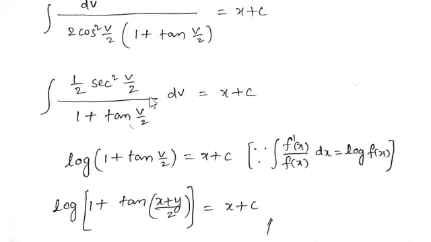So if you assume this is f of v, it is f dash v, for which the answer is log of f of v, that is log of 1 plus tan v by 2 on the left side, and x plus c on the right side. We assumed initially that x plus y is equal to v, so replacing v by x plus y, the final answer is log of 1 plus tan of (x plus y) by 2 is equal to x plus c. This is the solution for the given differential equation.